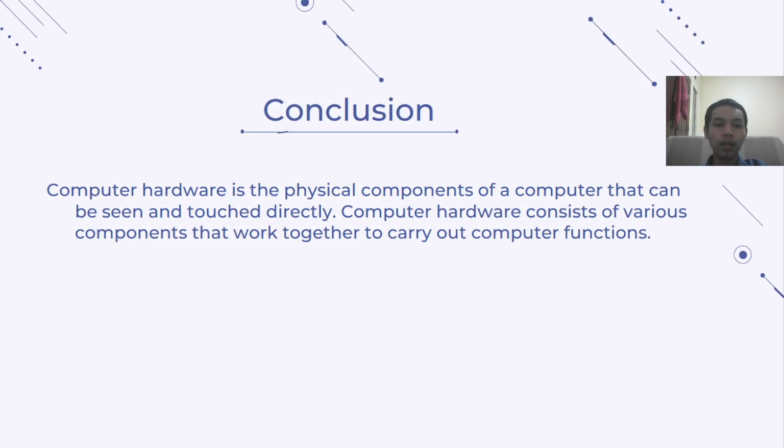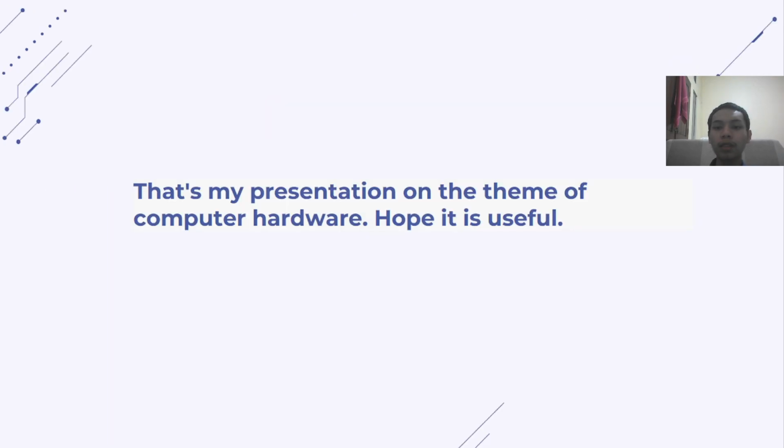Concluding, computer hardware is the physical component of a computer that can be seen and touched directly. Computer hardware consists of various components that work together to carry out computer functions. That's my presentation of the theme of computer hardware.